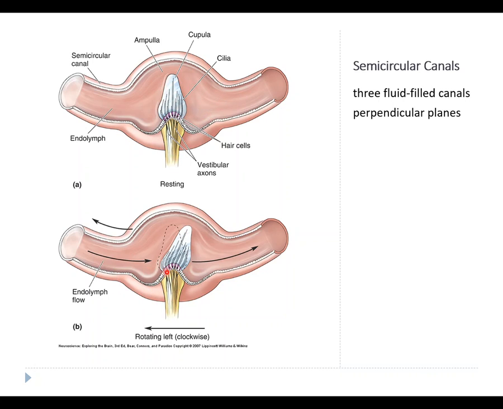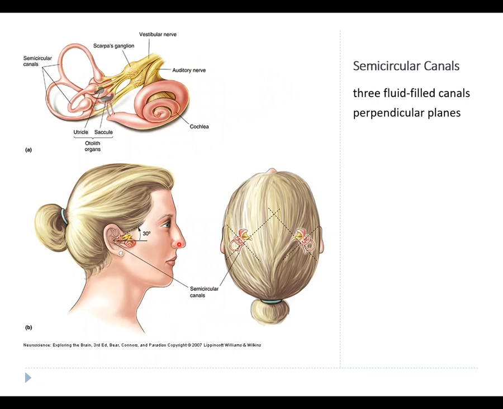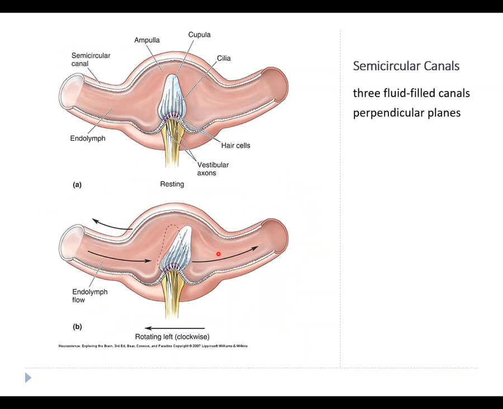But let's say we're looking at one of the horizontal semicircular canals here. If you rotate your head to the left, you're specifically looking at the horizontal semicircular canal on the left side of the head. So that means probably this one right here. So when you rotate your head to the left like this, the fluid inside the semicircular canal moves in the opposite direction. And that's just because of inertia.